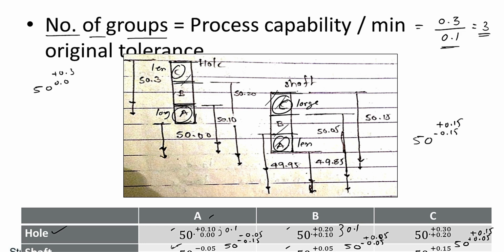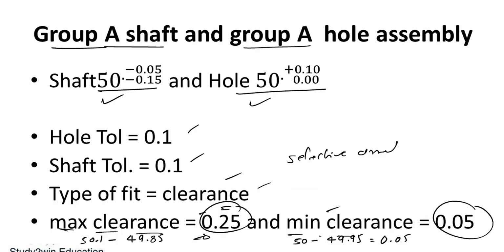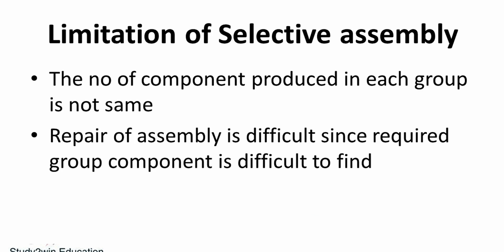In case of interchangeable assembly, you can pick any hole and assemble it with the shaft, and you will get the right kind of fit. But here that is not the case. You have to search for the specific group, and only then can that part be replaced. So this is a disadvantage of selective assembly.